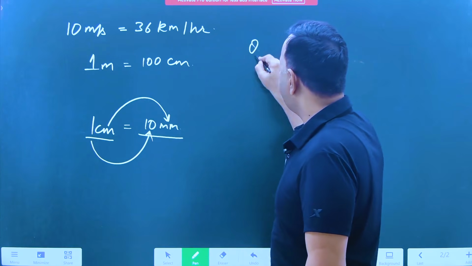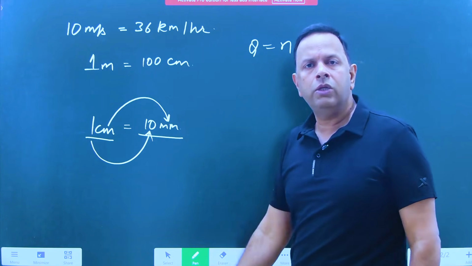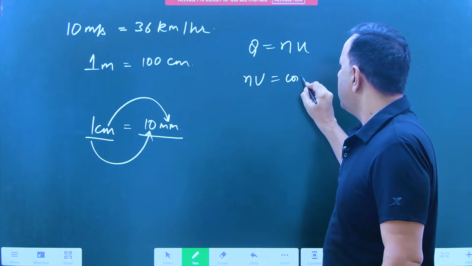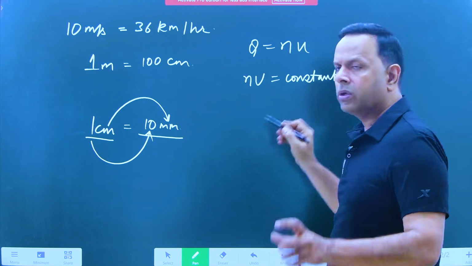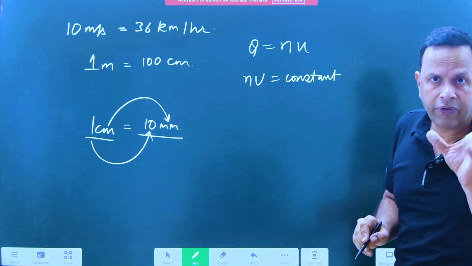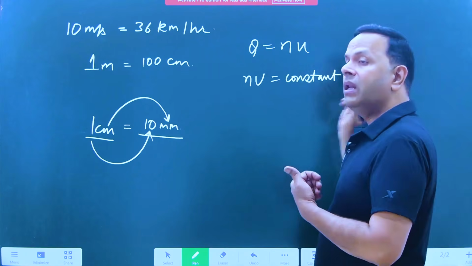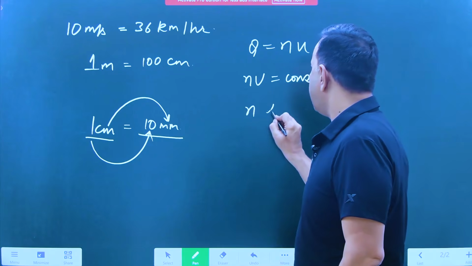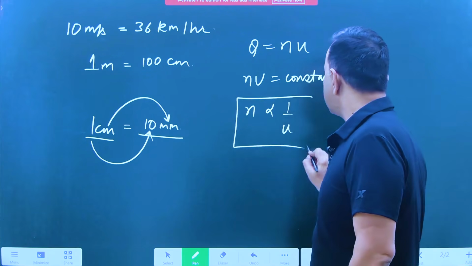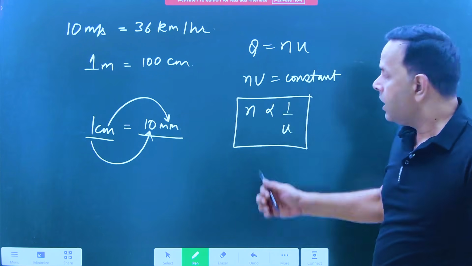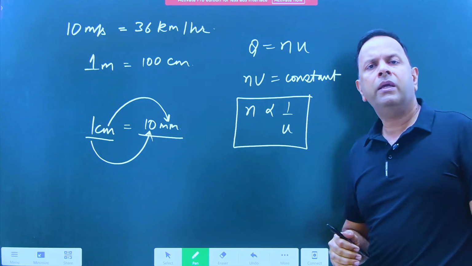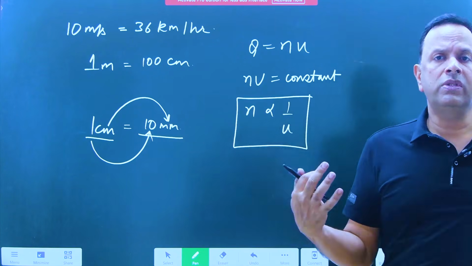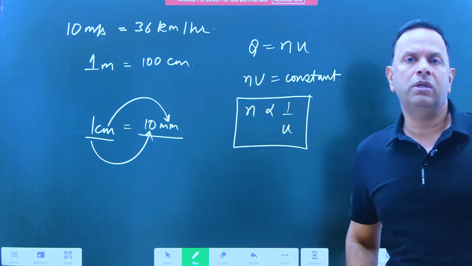So in general, whenever you write Q is n into u, you can say that n into u may be constant if you are talking about a specific physical quantity, about a fixed magnitude. So when I say n into u is constant, you can always make a conclusion from here that n will be inversely proportional to the unit involved. n proportional to 1 by u. When I write it in this form, I want to convey that these two quantities are inversely proportional to each other.